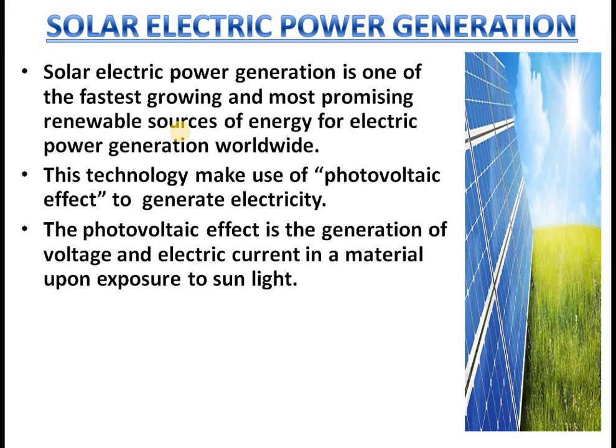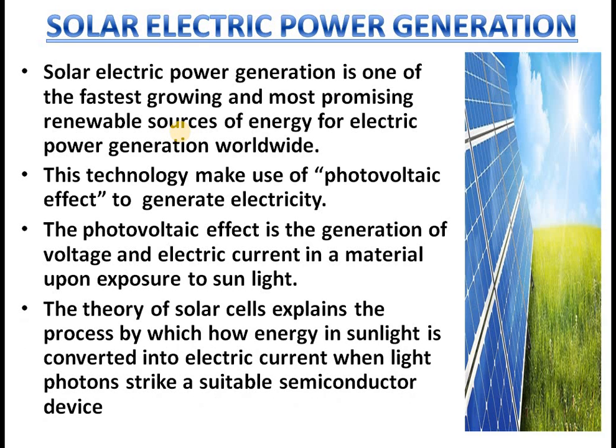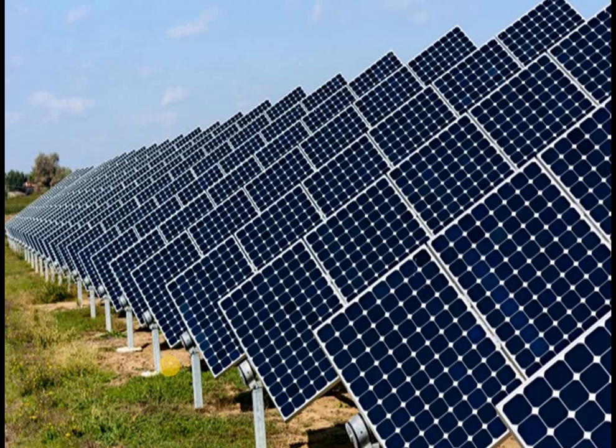The photovoltaic effect is the generation of voltage and electric current in a material upon exposure to sunlight. So this is what it is. And the device used for that purpose is called a solar cell. The theory of the solar cell explains the process by which solar energy is converted into electric energy. Packets of light are called photons. A light photon strikes a suitable semiconductor device and it produces electric current.